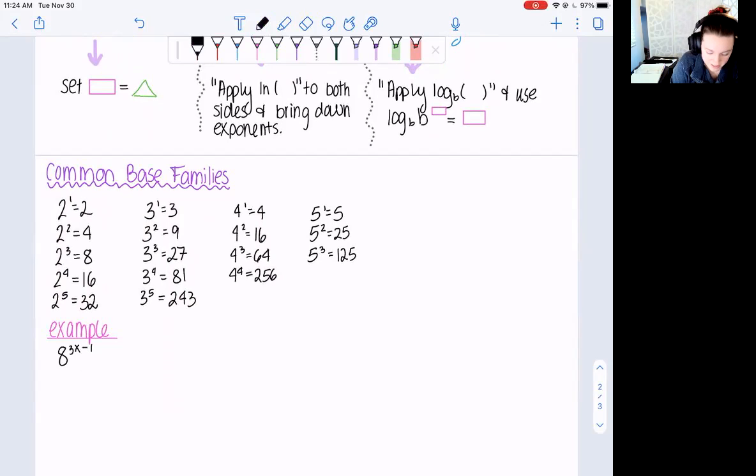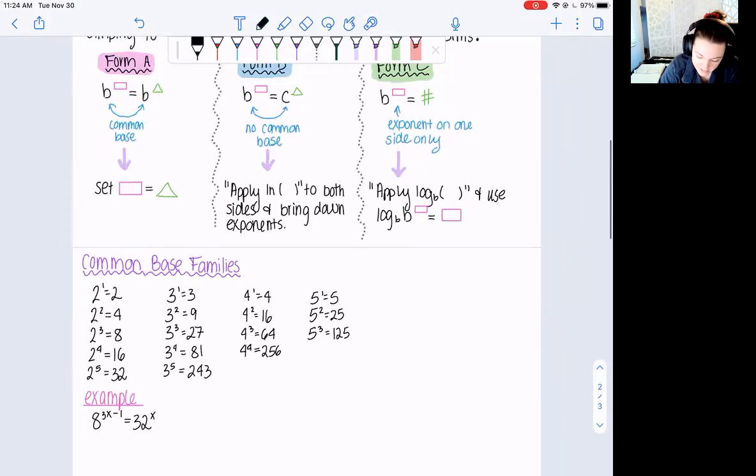Eight raised to the 3x minus 1 is equal to 32 raised to the x. So you may look at a problem like this and think, okay, it's not form A because they don't have the same base. So it must be form B because they both have exponents. And you technically could treat it like it's a form B. However, 8 and 32 are in the same common base family. They're both powers of 2. So these can both be rewritten as powers of 2, and we can make it into form A.